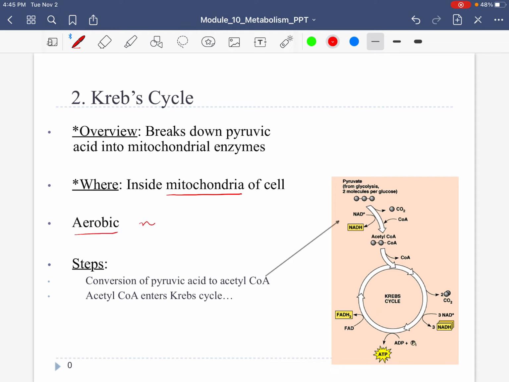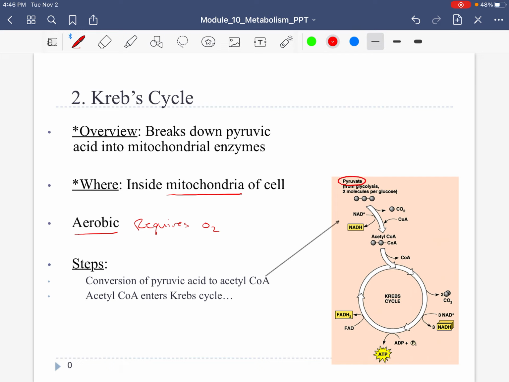Now we are inside the mitochondria. Now we need oxygen. Remember, glycolysis did not require oxygen. That means it can get started, and then as the body works on increasing respiratory rate to bring in more oxygen, to bring it down to the tissues and the cells, now we require oxygen, and we're inside the mitochondria.